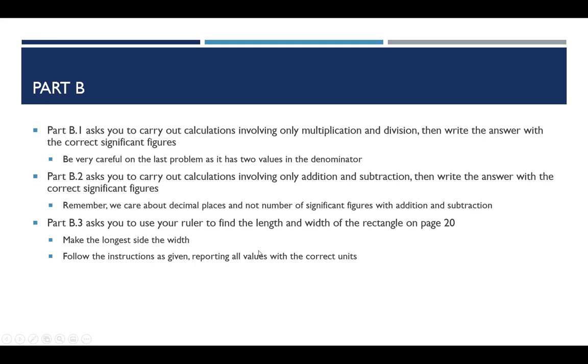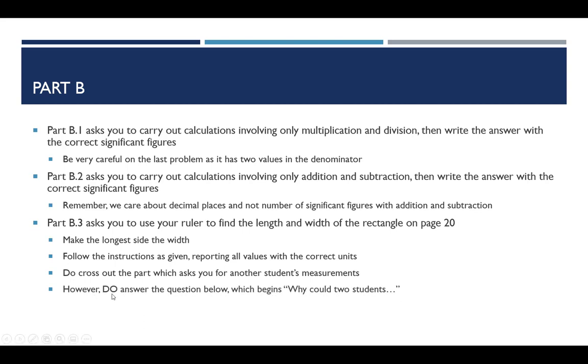You should know at this point that to find the area, that's simply going to be the length times the width for a rectangle. And then do cross out the part that asks you to put in another student's measurement. But I do want you to answer the question below that says, why could 2 students? You don't need to have another student's measurements in order to be able to answer that question.